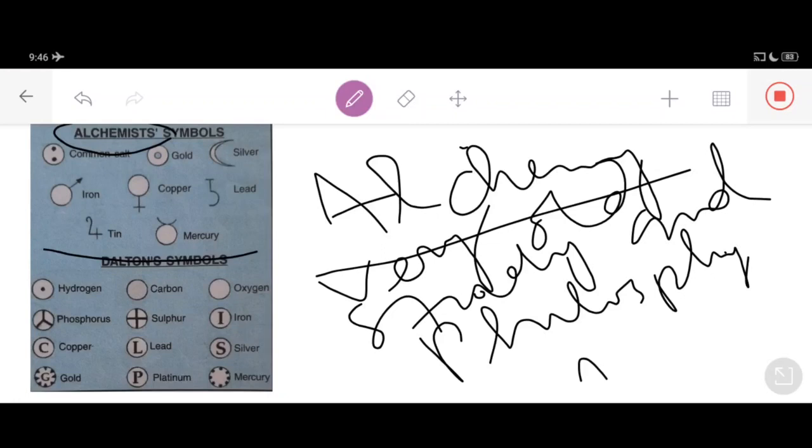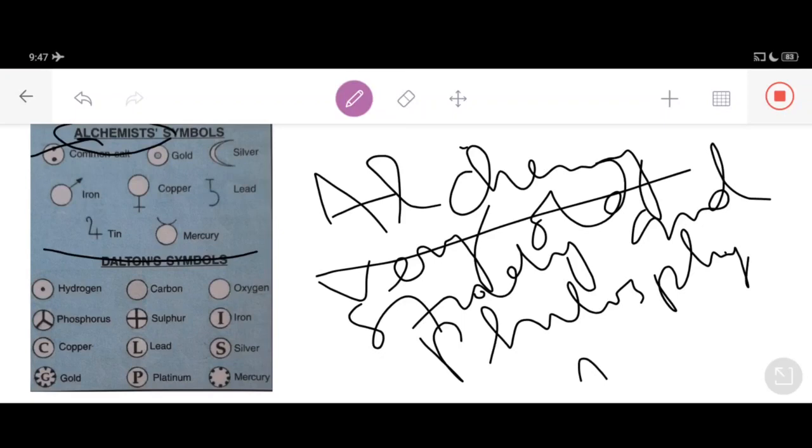Mark my words, dear students. People who studied alchemy were called alchemists. So if somebody asks who are alchemists, people who studied alchemy were called alchemists, dear students, as far as ancient chemistry and ancient times are concerned. Those alchemists gave some symbols to some of the elements, called alchemist symbols.